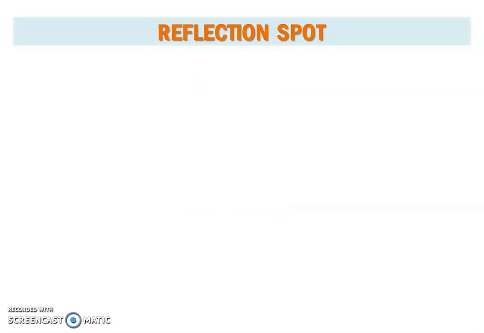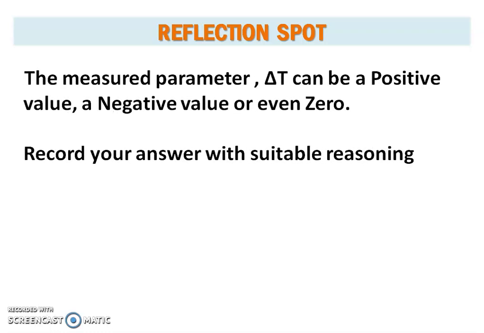And here's the reflection activity, and this is my question. The measured parameter delta T can be a positive value, a negative value, or even 0. Pause the video and record your answer with suitable reasoning. Once you're done, you can play the video again.